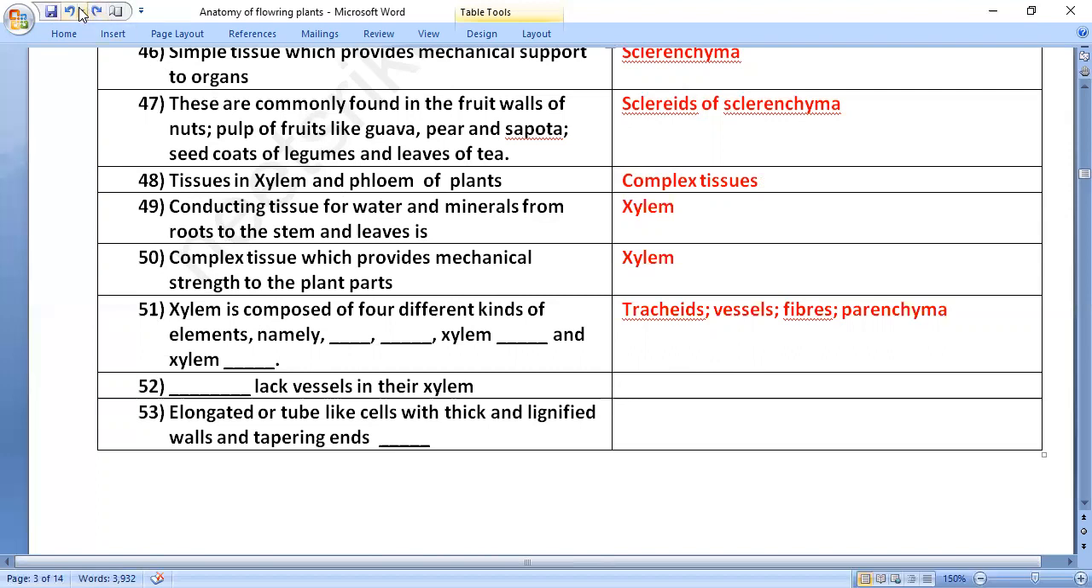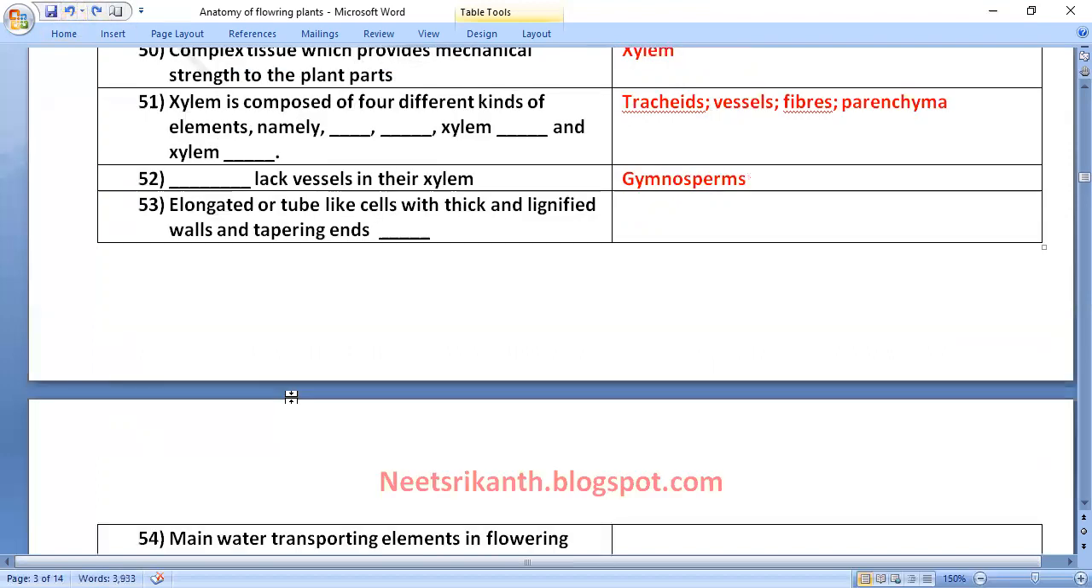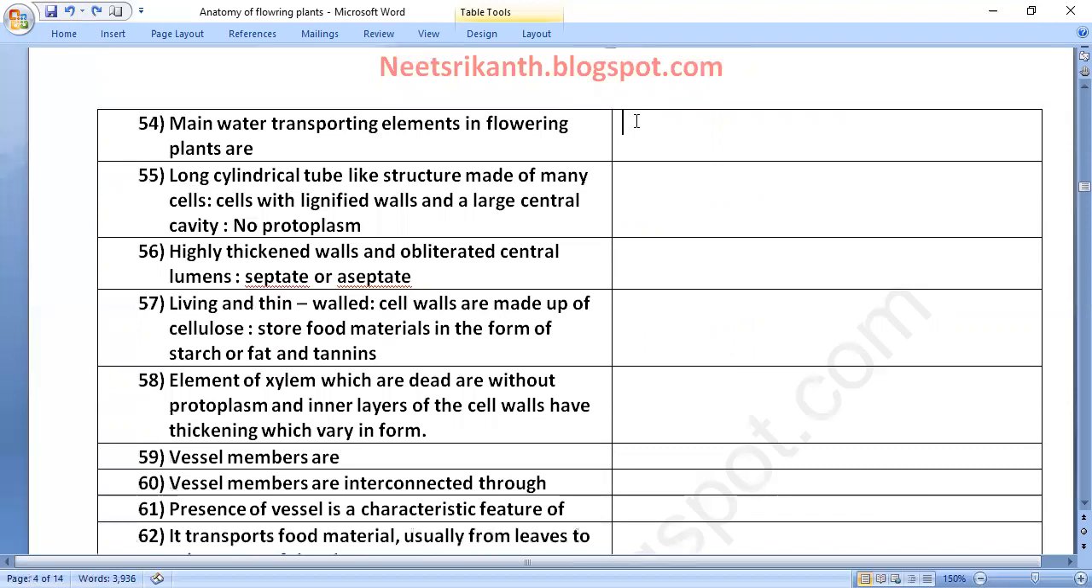Gymnosperms lack vessels in their xylem. Tracheids of xylem are elongated tube-like cells with thick and lignified walls and tapering ends. The main water transporting elements in flowering plants are tracheids and vessels. A vessel is a long cylindrical tube-like structure made of many cells, with lignified walls and a large central cavity, no protoplasm.